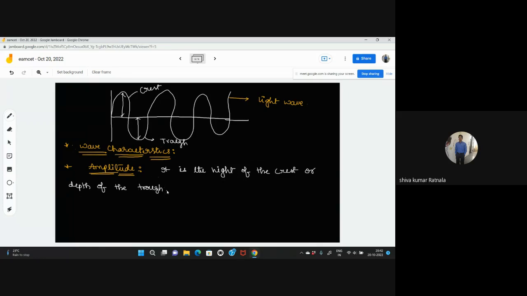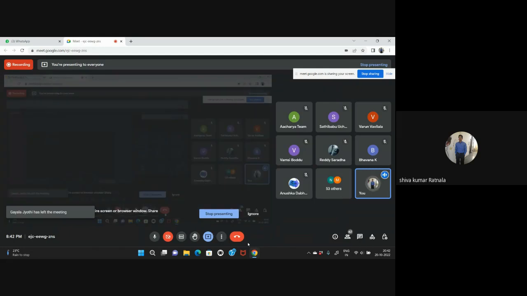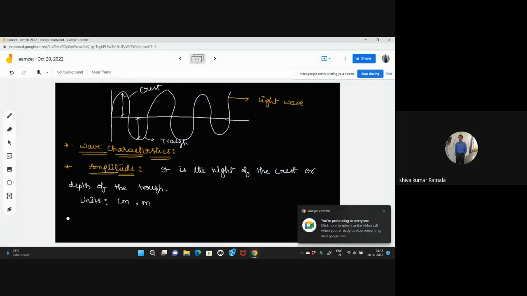Okay. Generally, the units are just length units only. General length we will measure in terms of centimeters or meters, no? Centimeters, meters. Likewise, we can represent. And the next one is wavelength.